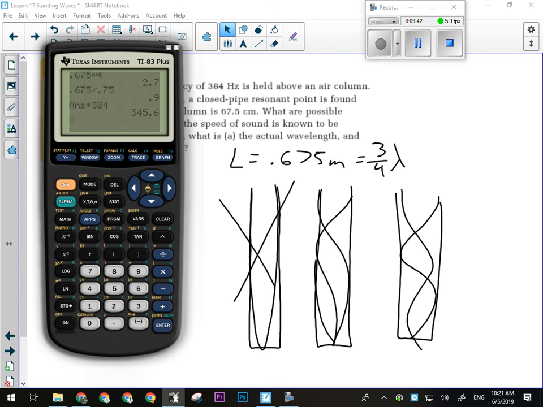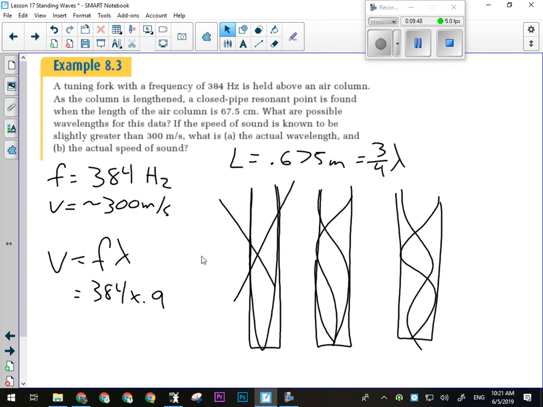If I do this one, it's going to be too small. Okay, you guys follow what we did there? All we did was take the length of the air column and use it to figure out what the speed of sound would be.